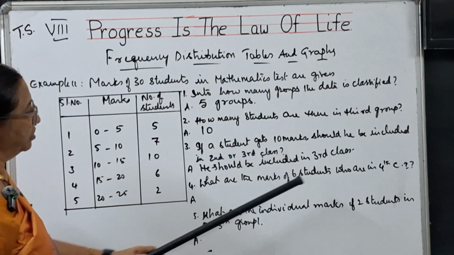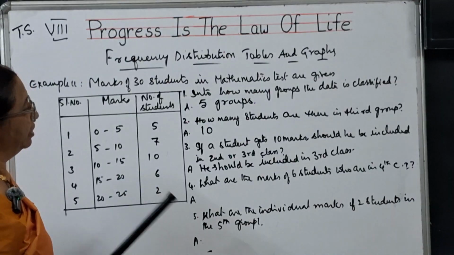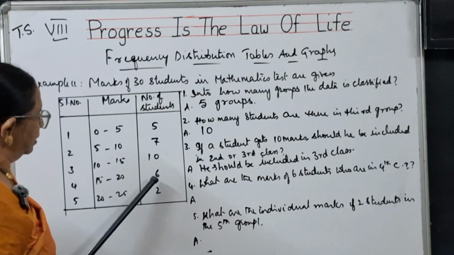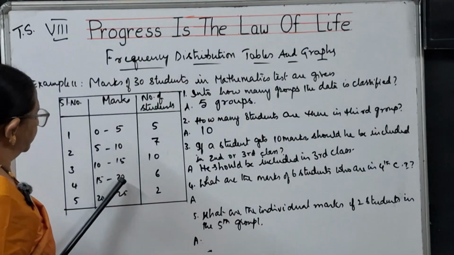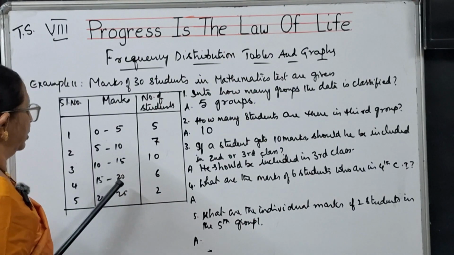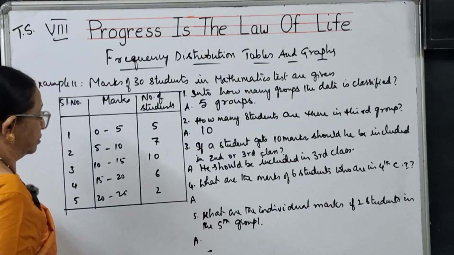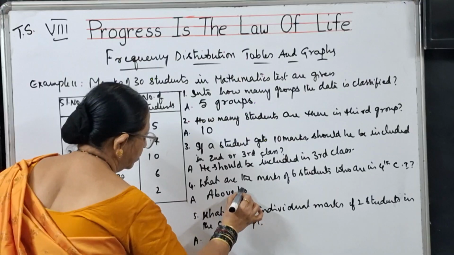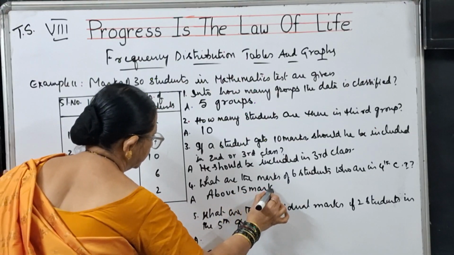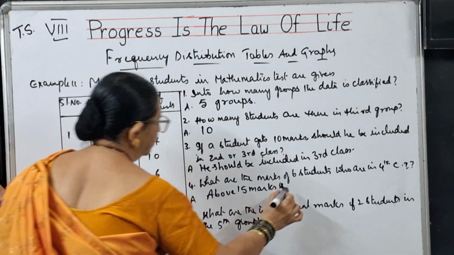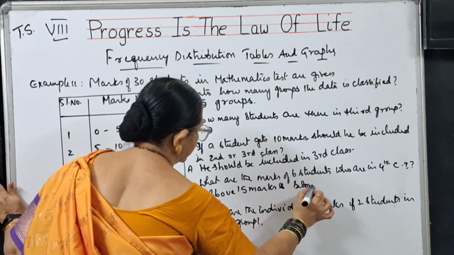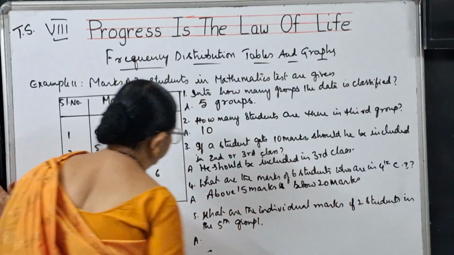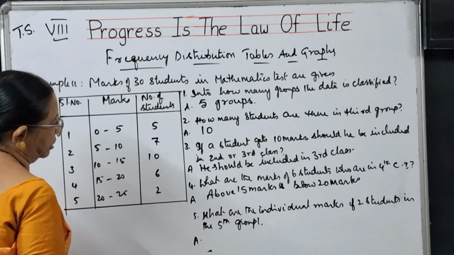What are the marks of the 6 students who are in the fourth group? First, 2, 3, 4. So in the fourth group, 6 students are there. What are their marks? 15 to 20 means above 15 marks and below 20 marks. That means their marks are between 15 and 20.